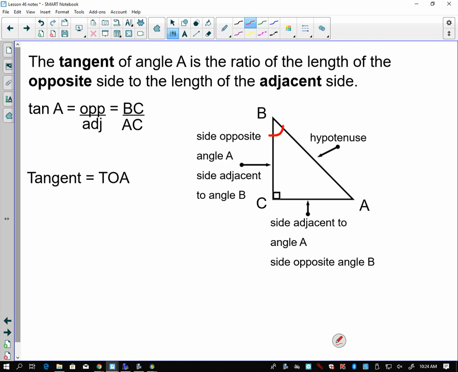Class, what is tangent? And what was sine? And what was cosine? Okay, do we know how to find the side that's opposite? Do we know how to find the side that's adjacent? All right, and do we know how to find the hypotenuse? All right, does this seem pretty easy so far? Okay, kind of, maybe-ish.